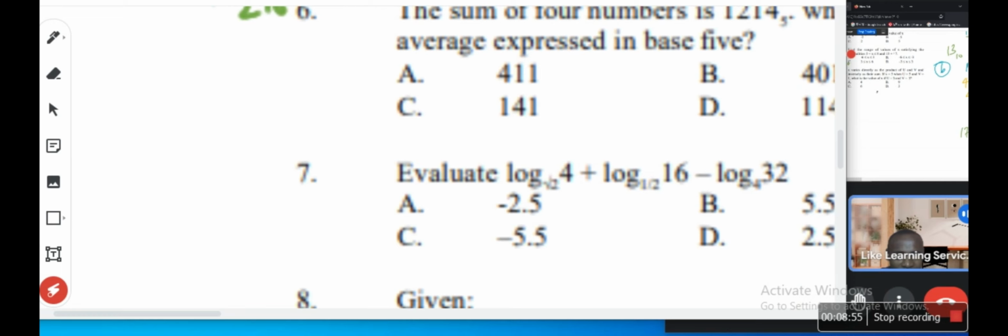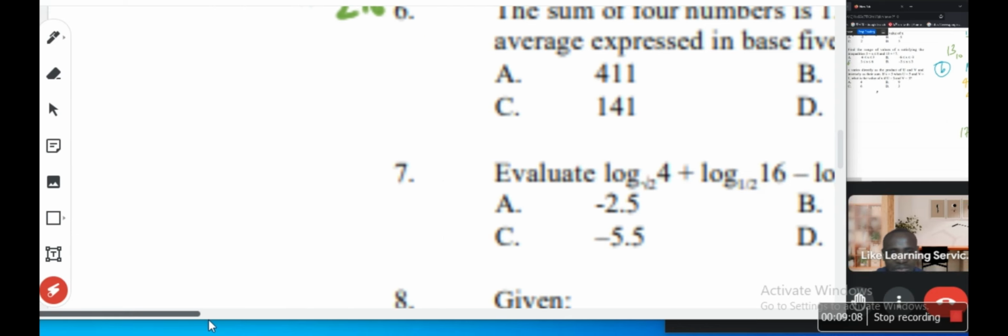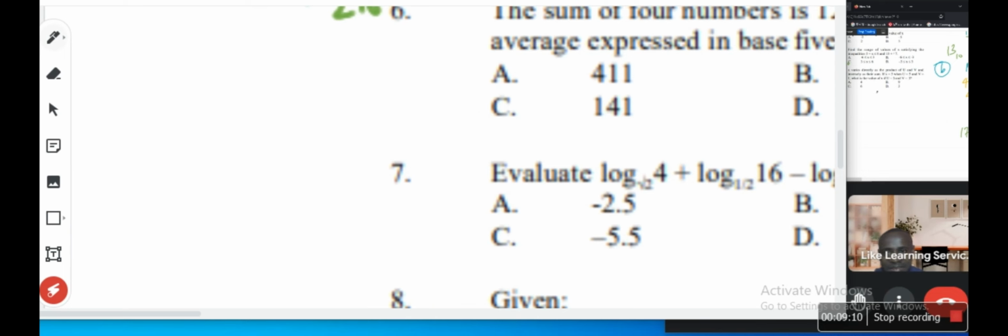Log of 4 in base square root of 2 plus log of 16 in base half, then log of 32 in base 4. Okay, I will try and squeeze out the answer by the right hand side, left hand side, so I don't have to leave that space.